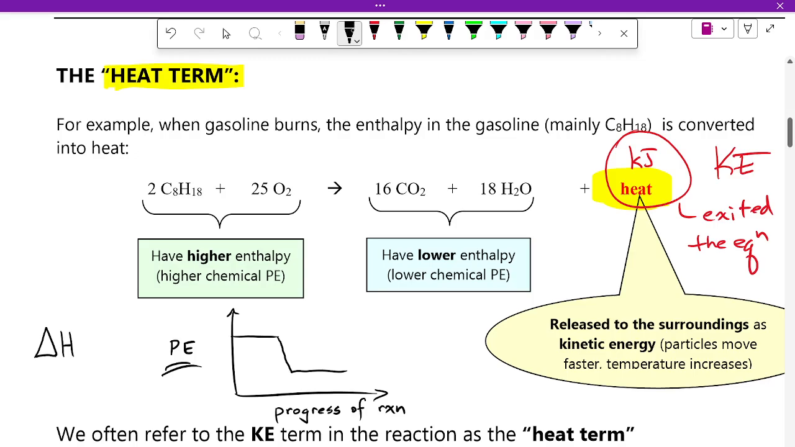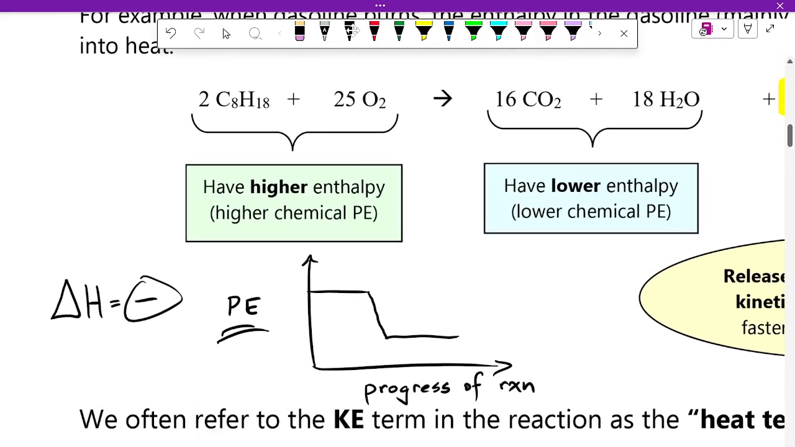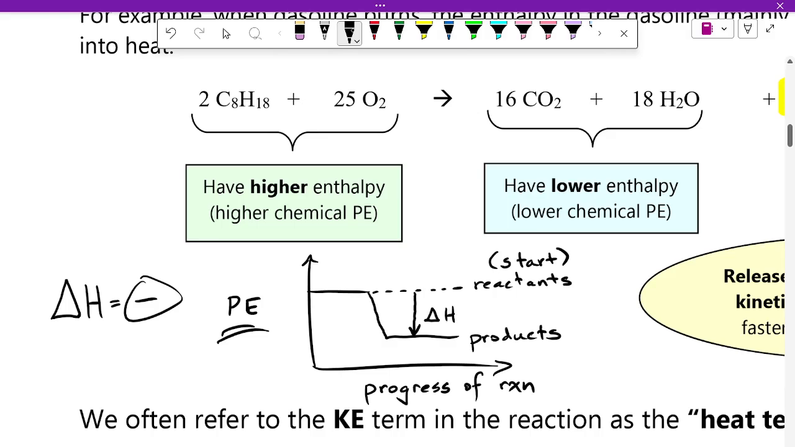Change in enthalpy is negative. If you were to actually draw your change in enthalpy on this diagram, we would start at the level of the reactants. That's our start. And we would finish at the level of the products. And that would be our change in enthalpy. And you'll notice it is going down. That means it is negative.